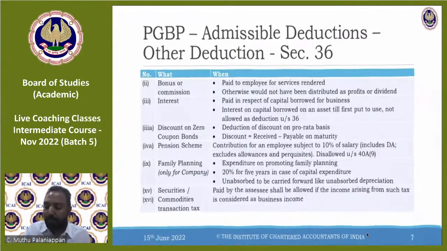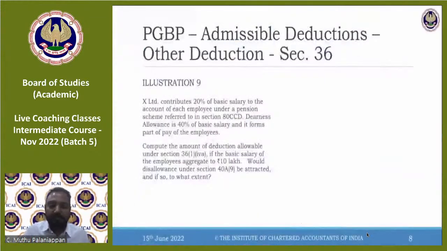So we'll see a small problem to understand some of the sections. It says X Limited contributes 20% of basic salary to the account of each employee under the pension scheme referred to under section 80CCD. Dearness allowance is 40%.